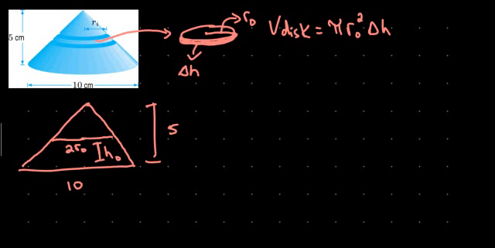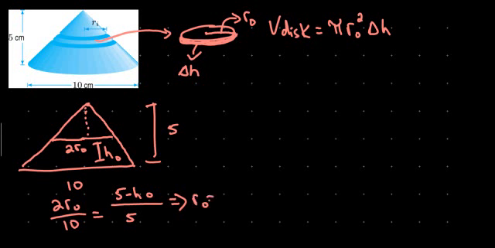And so we can get, again, let's see, what are we going to do? 2 R naught over 10 is going to equal this height here. What's that going to be? 5 minus H naught over the total height, 5. Okay, so we multiply both sides by 10. Well, 2 tenths becomes 1/5, so we just get R naught equals 5 minus H naught.